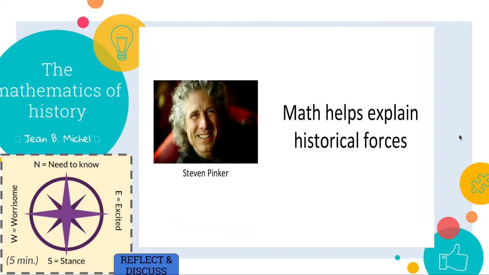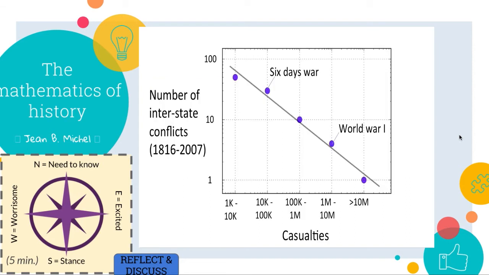Now, in some cases, math can even help explain or propose explanations for historical forces. So here, Steve Pinker and I were considering the magnitude of wars during the last 2 centuries. There's actually a well-known regularity to them, where the number of wars that are 100 times deadlier is 10 times smaller. So there are 30 wars that are about as deadly as the 6 Days War. But there's only 4 wars that are 100 times deadlier, like World War I.